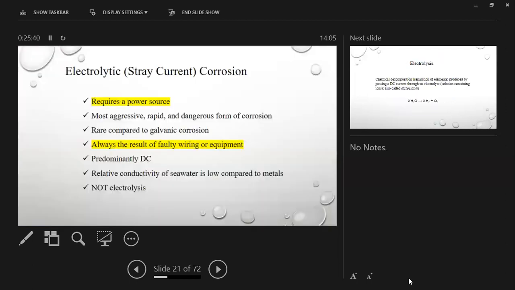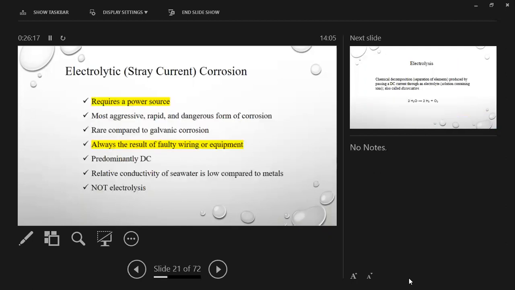Let's talk about electrolytic or straight current corrosion now. It requires a power source, okay? And this is the most aggressive, rapid, and dangerous form of corrosion because the process is being driven by what could be quite a bit of power. An important thing to remember here is it's always the result of faulty wiring or faulty equipment. Something has been done wrong or something has failed in order to have straight current corrosion.